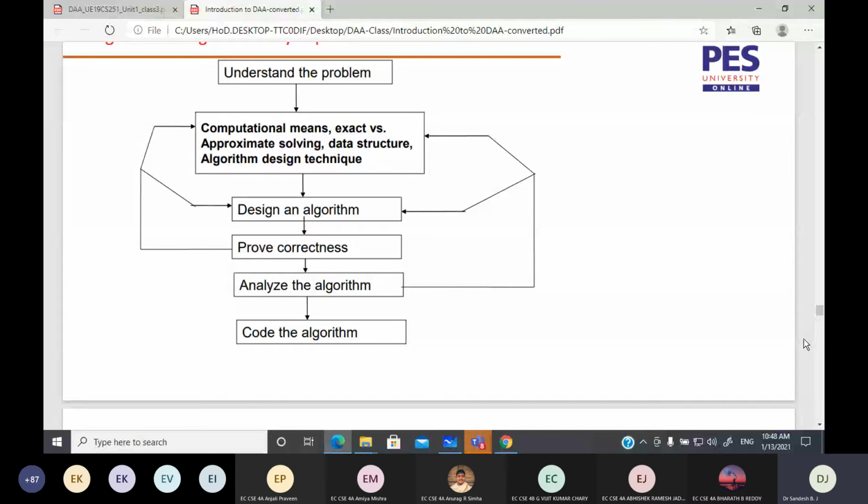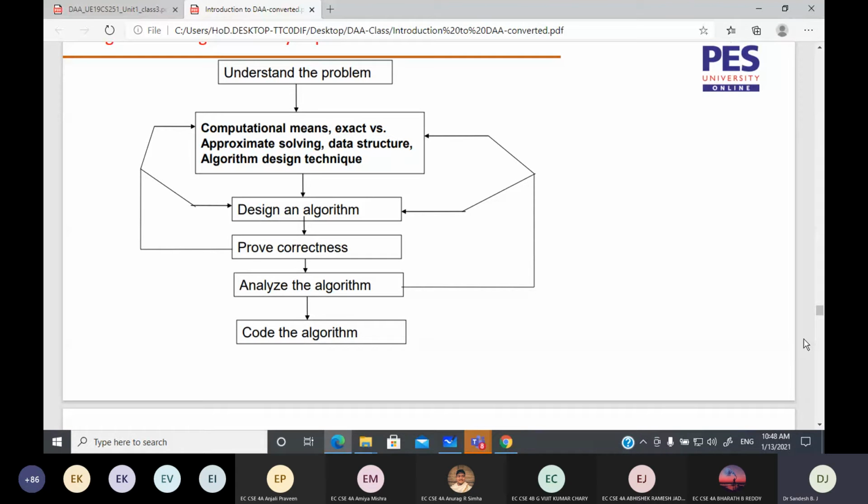You are going to see how much time the algorithm is going to take for executing. Then also in terms of memory, how much extra memory it's going to take. This is called time efficiency and space efficiency, which will be looked into.